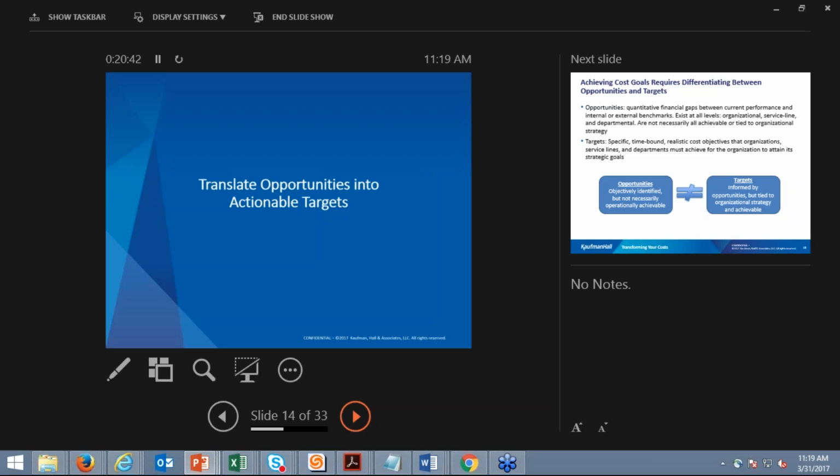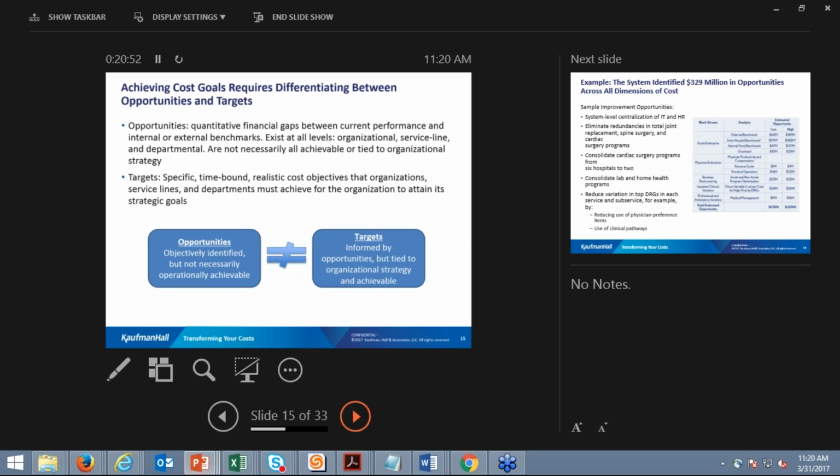Then is the next best practice of translating opportunities into actionable targets. Here at Kaufman Hall, we do not view the term opportunity and target synonymously. Rather, opportunities are merely quantified areas of focus. Those areas of focus, however, do not have organizational appreciation coupled with them. So what we would talk about in this best practice is to go out and what we call triangulate opportunities. What we mean by that is that no one singular opportunity assessment should be relied upon, but we should look at opportunities in different ways.